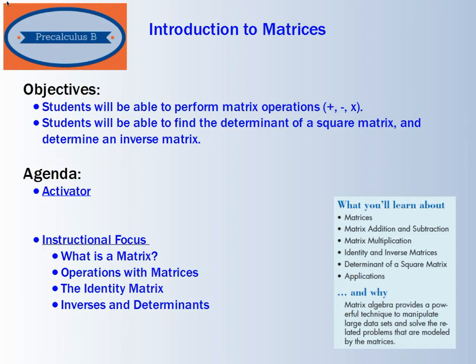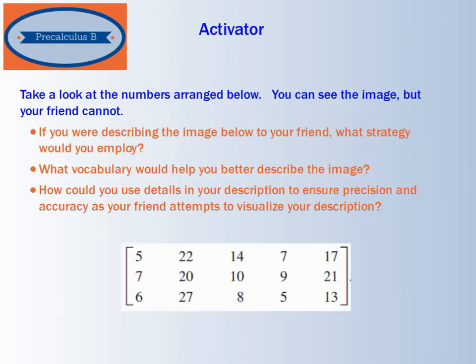You should have taken a look at the activator. In your activator today, we were actually looking at a visual representation of a matrix. All right, a matrix is a set of numbers arranged in rows and columns. And it's going to be a rectangular arrangement. For example, this image here has 3 rows and it has 5 columns. We could talk about the item at position 2, 3, which would be the row 2, column 3. It would be this 10 right in the middle. So anyway, that's a visual representation of a matrix.